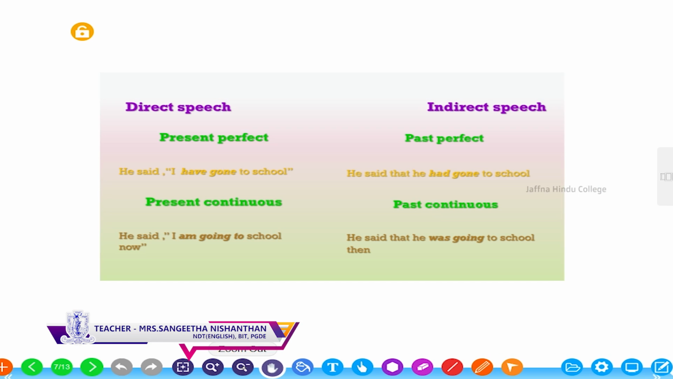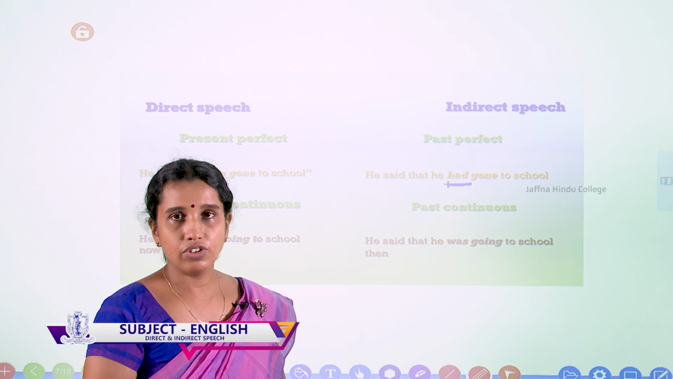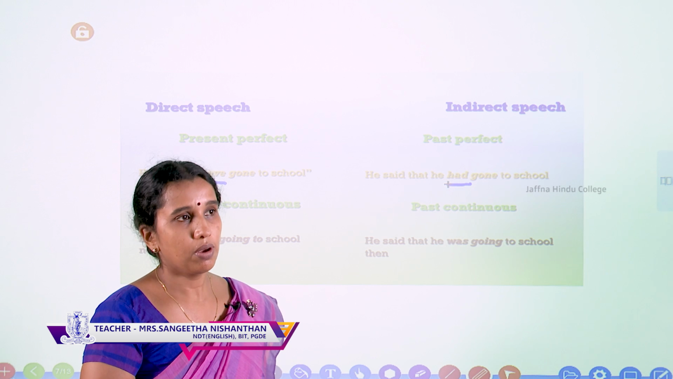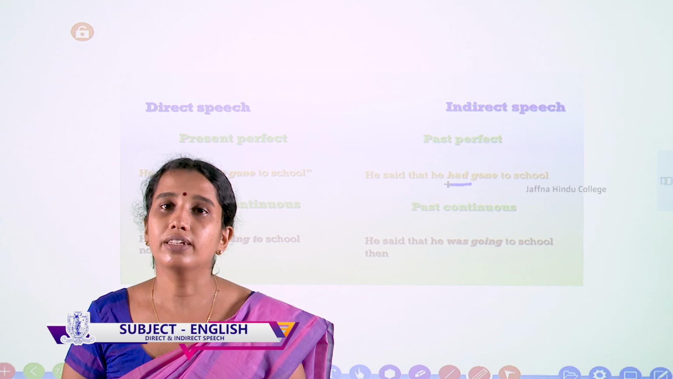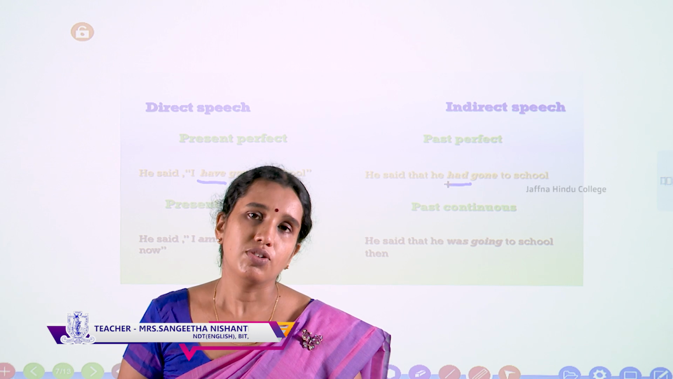Now this is in present perfect tense. He said, "I have gone to school." Here also the same, the inverted comma and the comma are removed and that is included. The subject pronoun is changed, I is changed into he. The past of have is had. Have gone is changed into had gone. So present perfect has changed into past perfect. So for both tenses, past tense and present perfect, the indirect will be in past perfect tense.